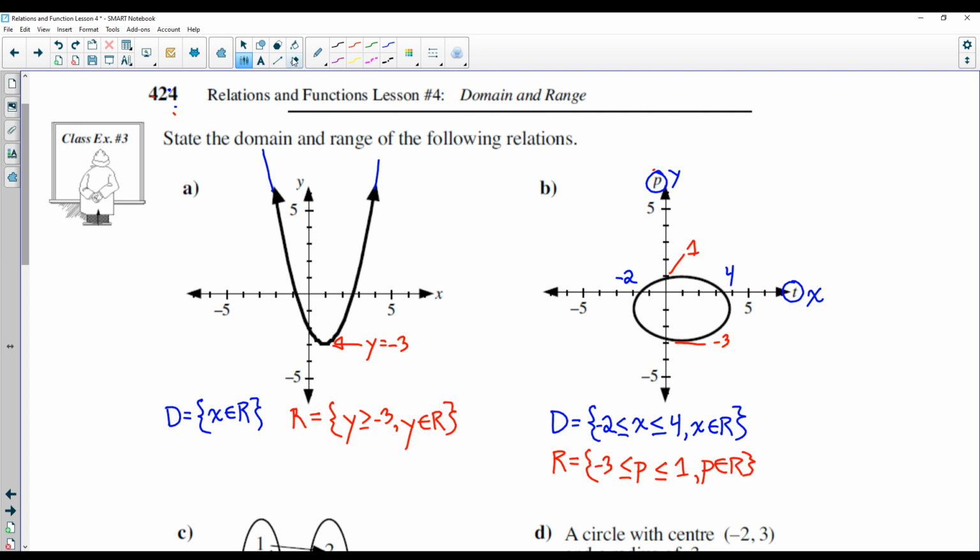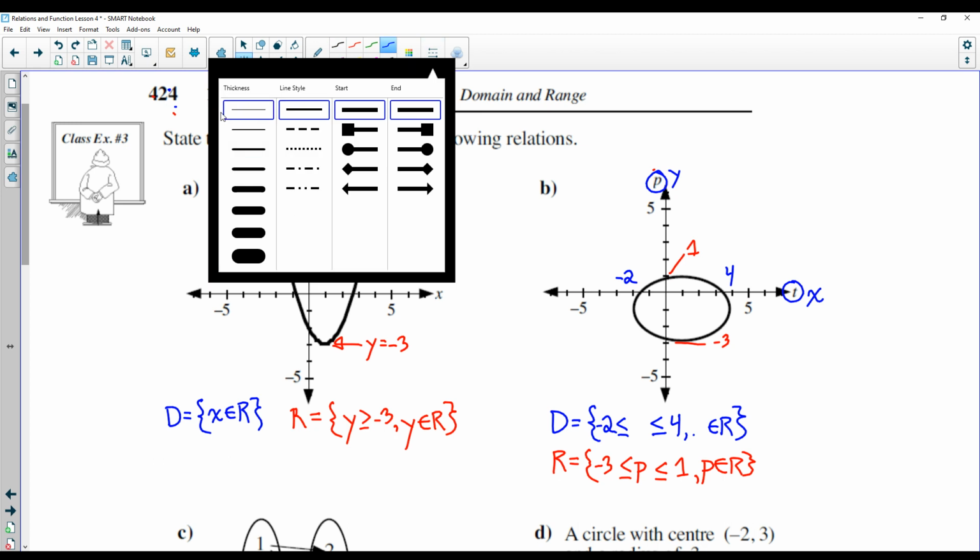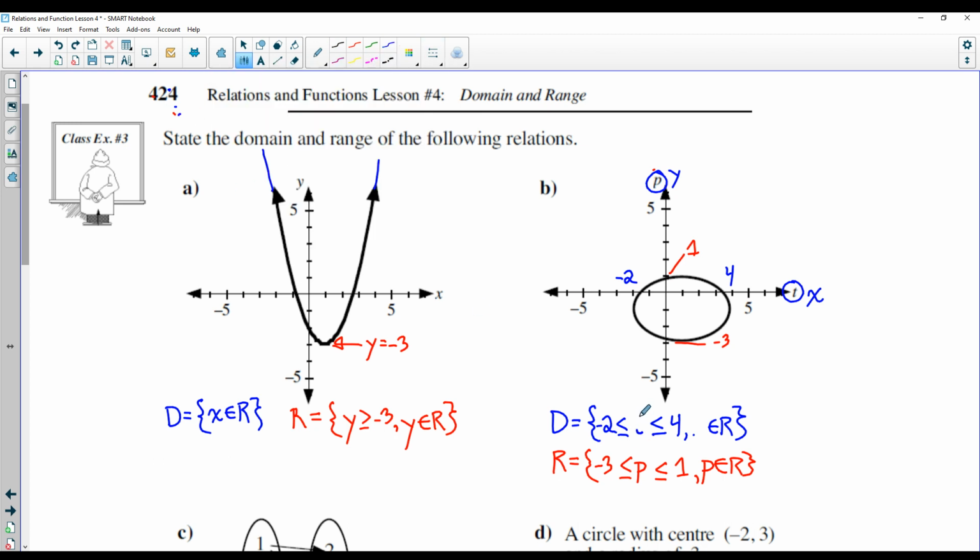And then for the domain, let's just fix it because the variable is t, not x. So we've got t. So t is greater than or equal to -2 and less than or equal to +4. And in that area, t can be any real number.